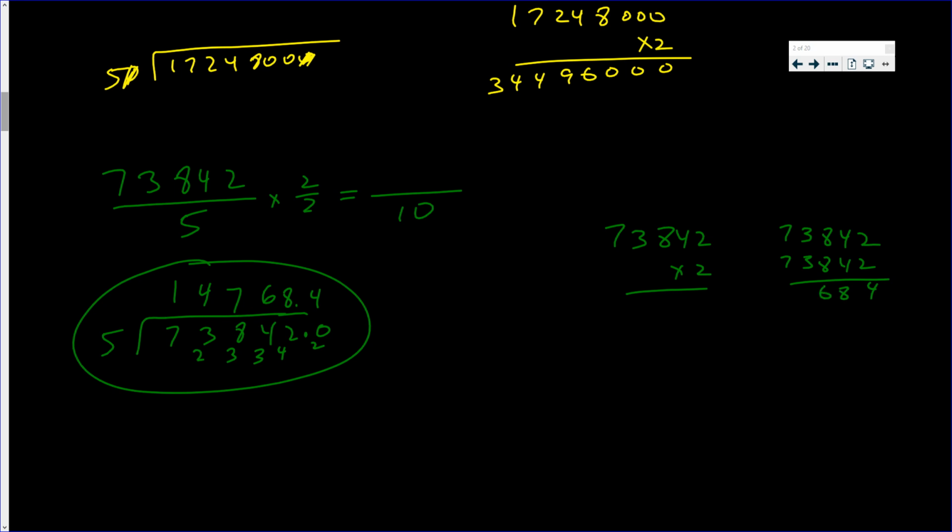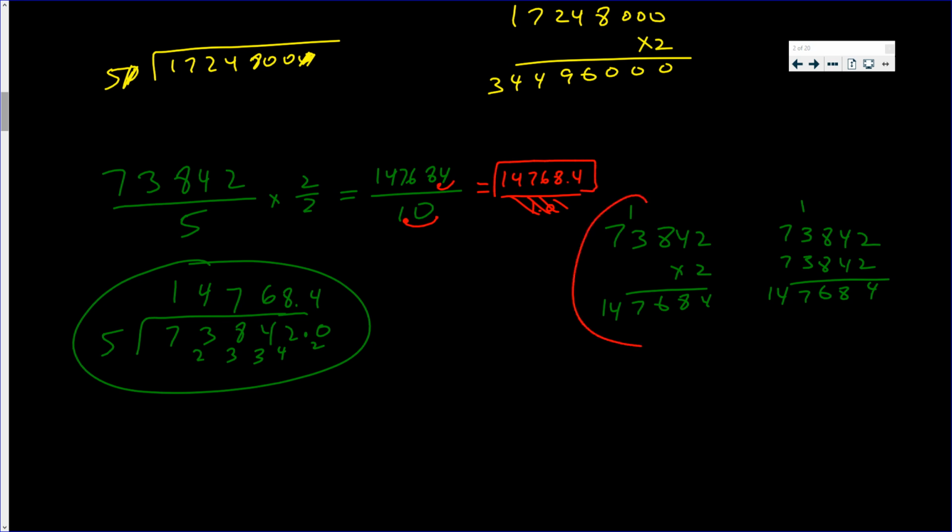4, 8, 16, 7, 14. So I get 147,684 divided by 10. Move the decimal over 1 place. Now you're dividing 14768.4 by 1. There's your answer. Okay, I'd rather do this or do that any day of the week than do this.